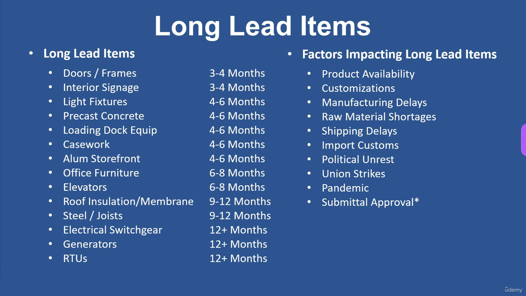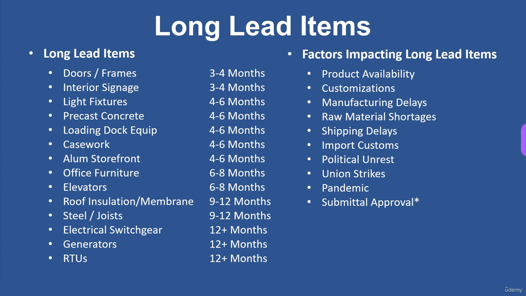And there's a lot of reasons for it. Some of the factors impacting the long lead items are product availability. Maybe the manufacturer just isn't making them fast enough for demand, or maybe whatever you're ordering is customized. Maybe it's not a standard product, so it's got too many bells and whistles, so they have to customize them, which may take a while. Manufacturing delays, maybe it's manpower or strikes. Raw material shortages was a big issue lately.